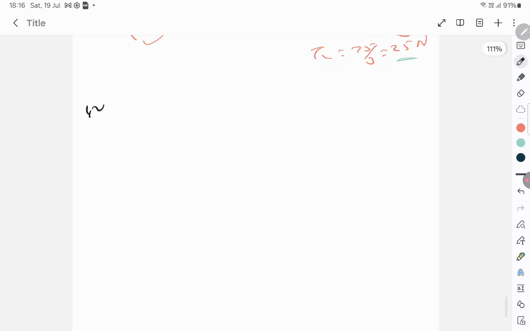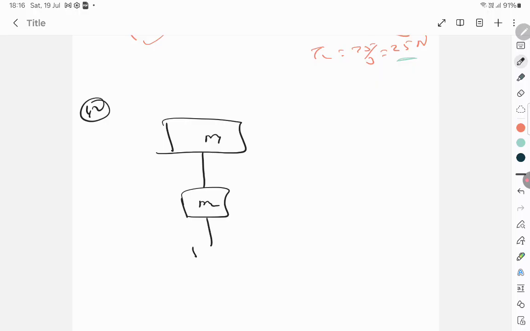Let's go to example 42. You have masses M1 and M2 and another mass M3, and there is a tension T1, a tension T2 and a tension T3. The gravity of M1 plus M2 plus M3 is acting downward. Then there is the tension T1, and is this going to be accelerating upward?